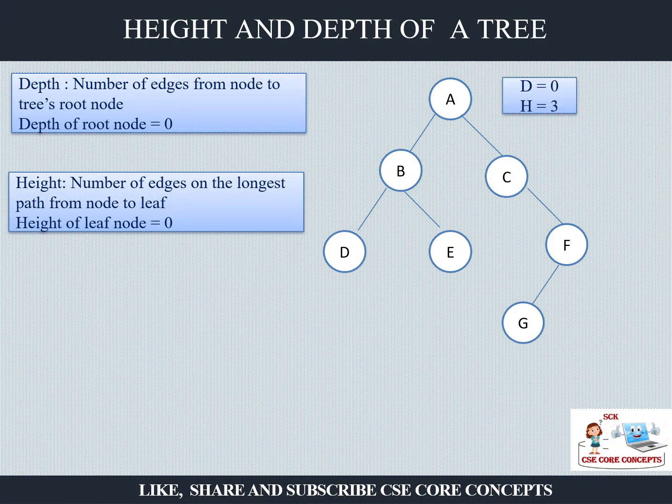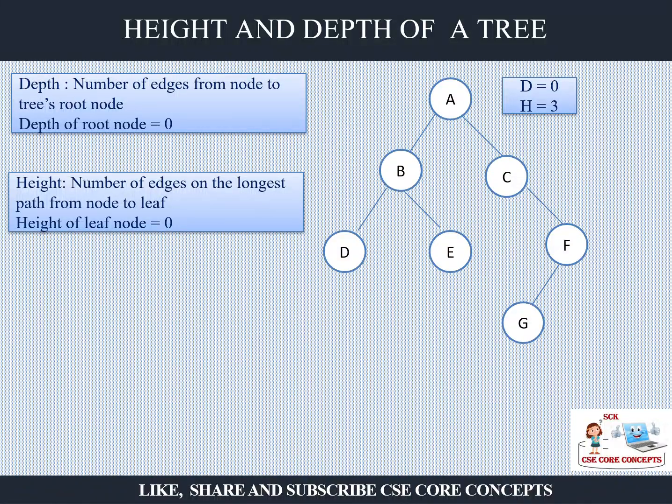Let us see the depth and height of each of the nodes in this figure. If I am considering node A, as I know it is the root node, its depth is 0. Now what is the distance from A to its leaf node? Who is its last leaf node? Its last leaf node is G.